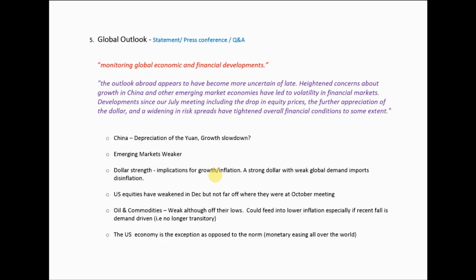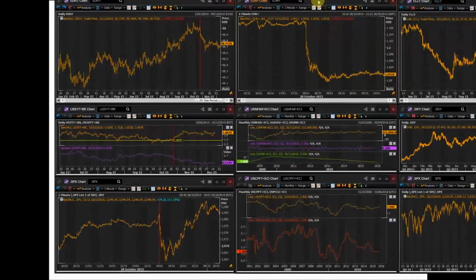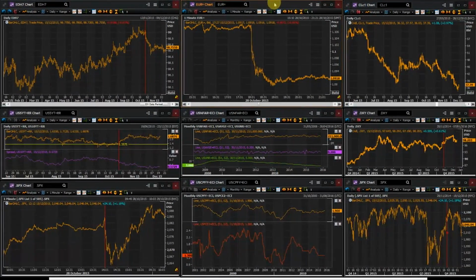If we look at US equities very quickly, they've weakened in December, and more so in the last couple of weeks.